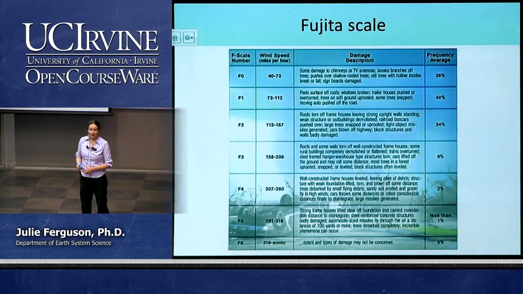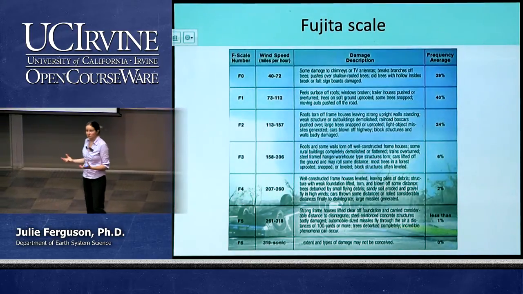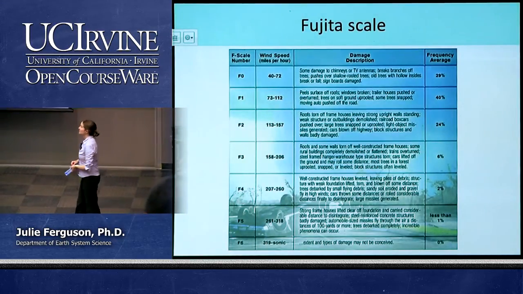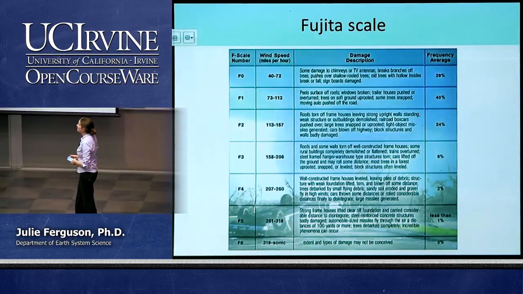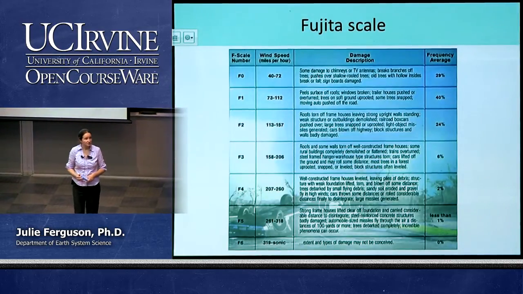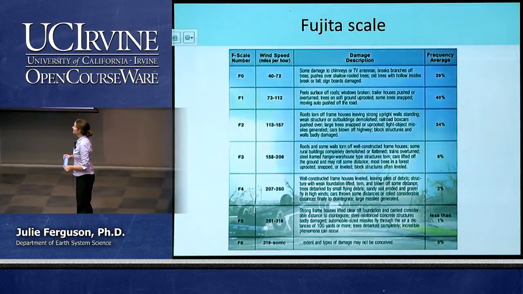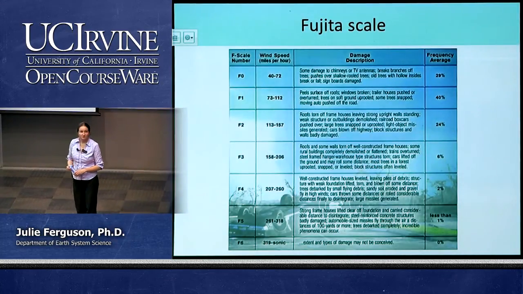And you can see that F0 is basically our very gentle tornadoes, if you can call any tornado gentle. It's got the lowest wind speed, sort of 40 to 72 miles an hour. It might do some damage to loose chimneys or tiles on your roof. It might blow off a few leaves, but really it's not going to do very much damage, okay?